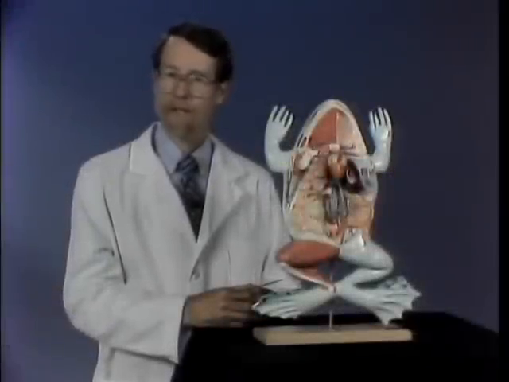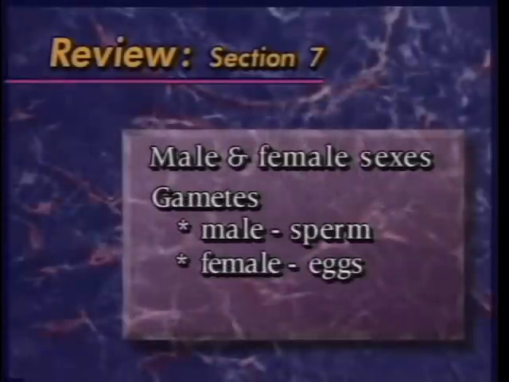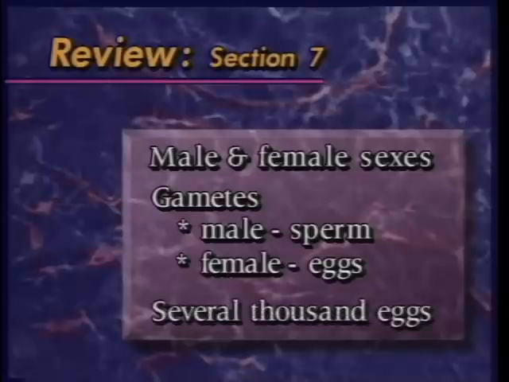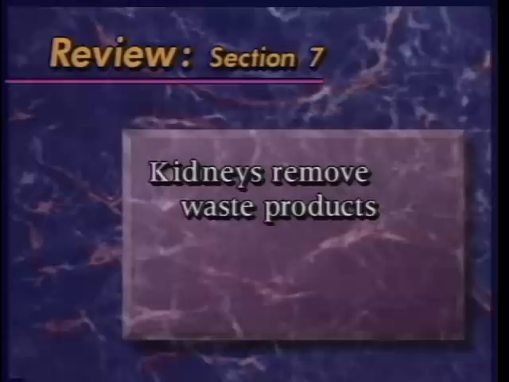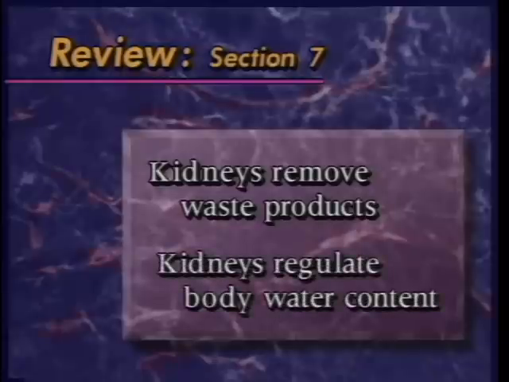In review of Section 7, amphibians have separate male and female sexes. Adults produce sex cells called gametes. In males, these are known as sperm. In females, they are known as eggs. Females may lay several thousand eggs per season. Both sexes rely on the kidneys to remove nitrogenous-based waste products from the body. The kidneys also play a major role in regulating body water content.